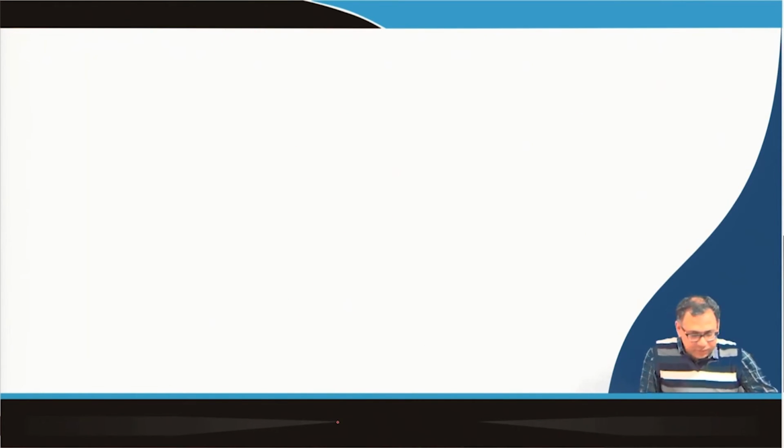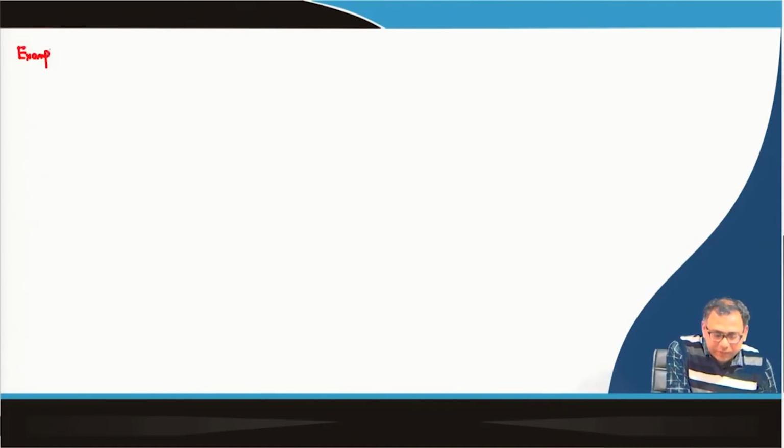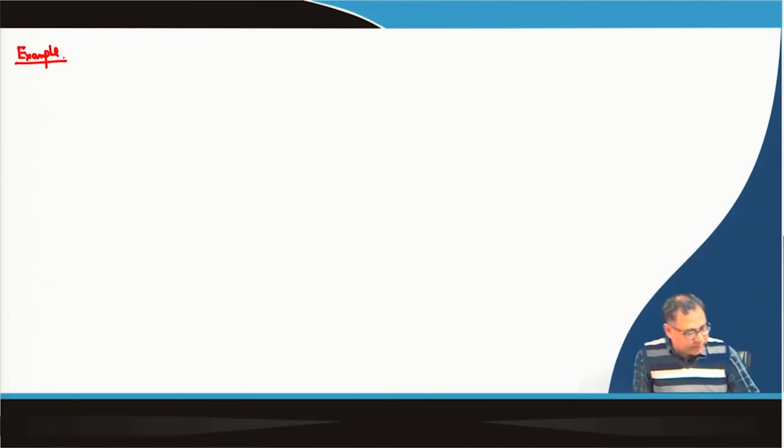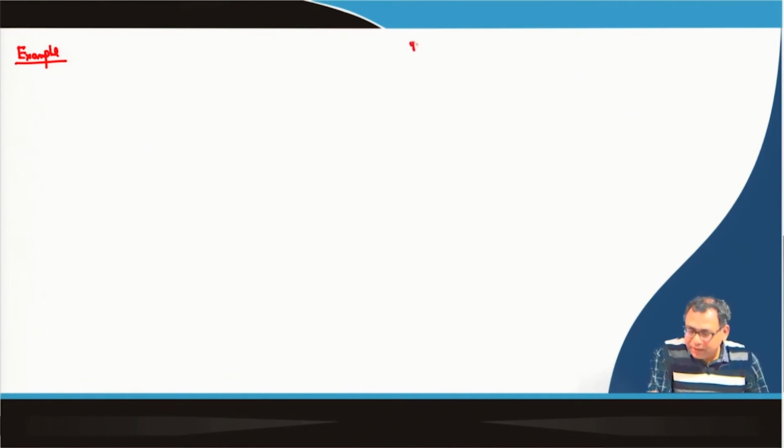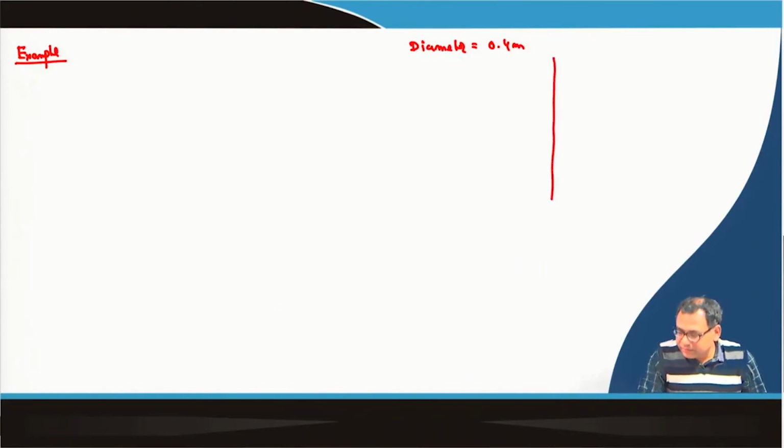Now, let me solve one particular example problem. This example problem will help you to know the uplift capacity of the pile. The diameter of the pile was given as 0.4 meter, and the variation is: this is the water table, this is the critical and this is the uniform. So, this is the 3 variation.